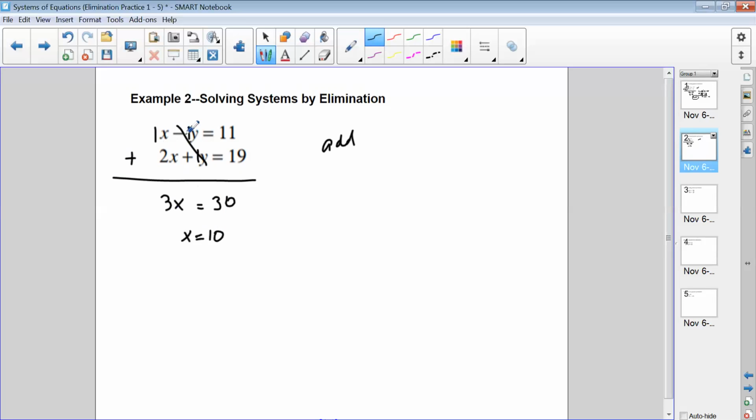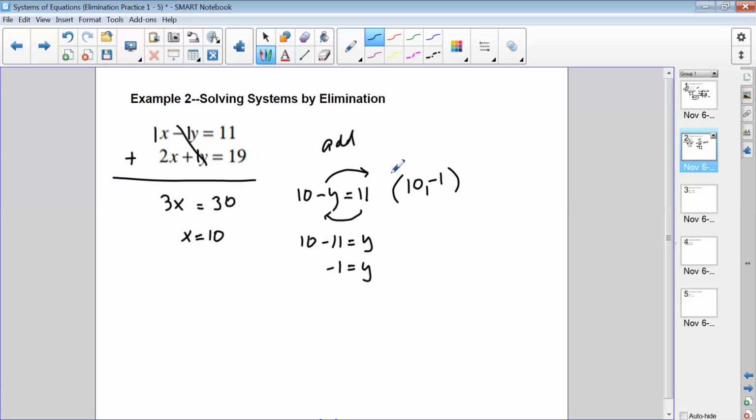So I'm going to go back up to this first equation. And so 10 minus y is equal to 11. So I'm just going to add y and subtract 11. So 10 minus 11 is equal to y. So -1 is equal to y. So your solution to the system would be 10, -1.